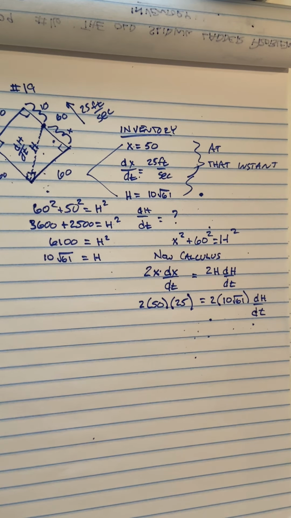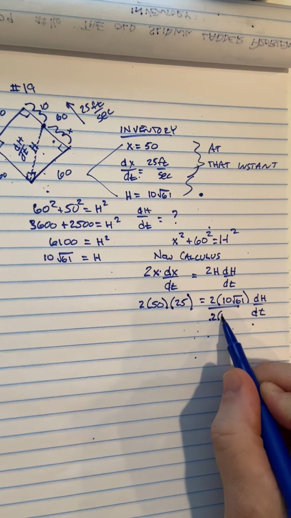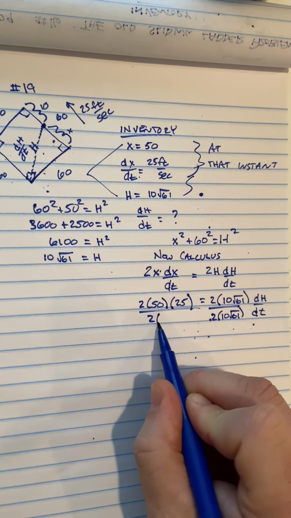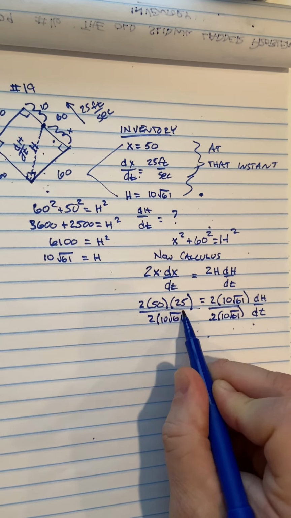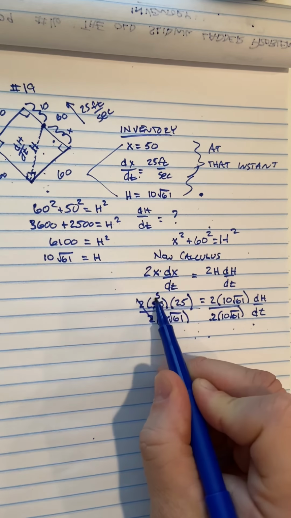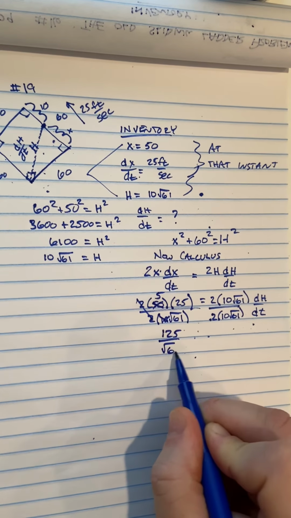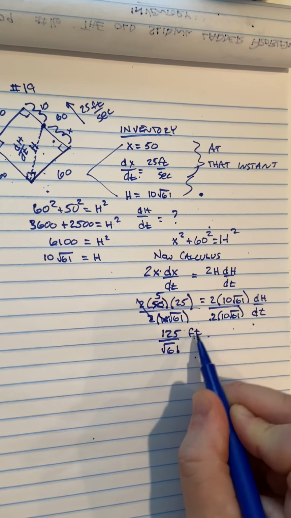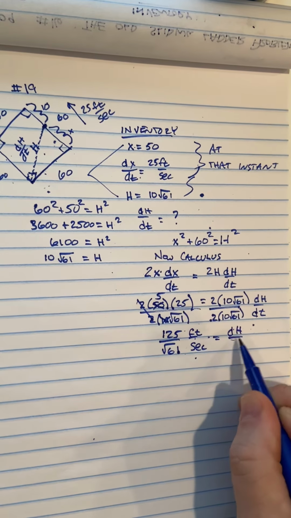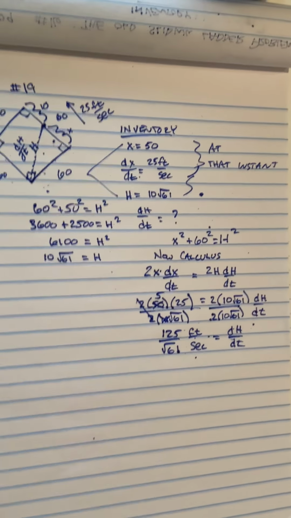So far, so good. Solving for dh dt, divide both sides by this junk. The 2's cancel. 10 goes into 50 5 times. 125 over the square root of 61 feet per second. That's the rate at which she is increasing the distance between her and home plate.